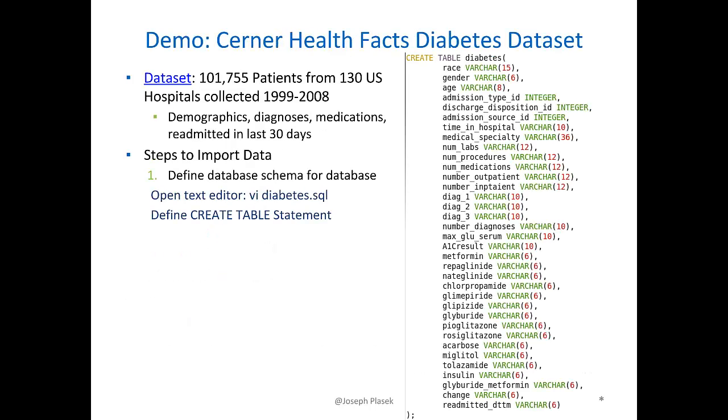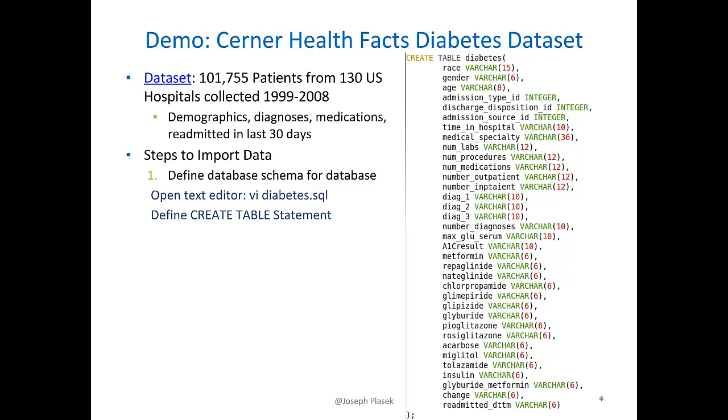The data that I'm using is from the Cerner HealthFacts Diabetes database, and this is available from the University of California Irvine's machine learning repository. It contains over 1,000 patients from 130 US hospitals collected over 10 years. It has demographics data, diagnoses, whether they were readmitted in the last 30 days or not, medications, and other useful data elements in predicting risks for hospitalization.